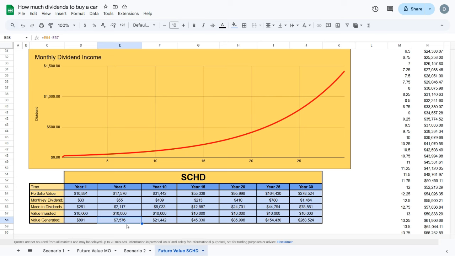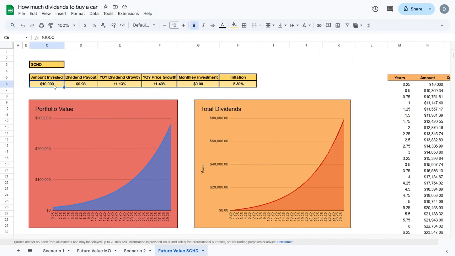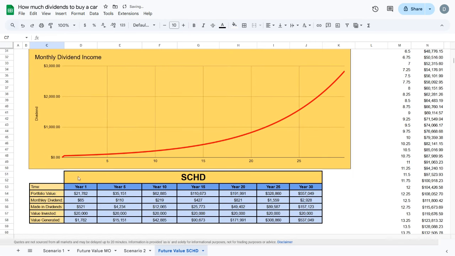So we would be able to buy our Suzuki with the overall value generated, but how much would we actually have to invest to be able to buy the Suzuki purely with dividends? So say we were to invest $20,000 a single time, and if we did that, we would actually be able to buy our Suzuki purely with dividends within 5 years.